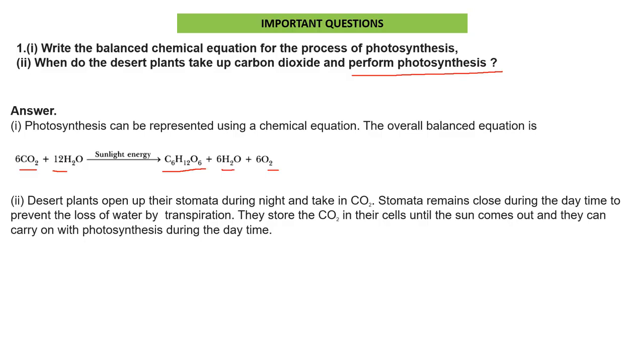Then the next part, when do the desert plants take up carbon dioxide? Usually, we know that to avoid the loss of water by transpiration, the stomata of the desert plant remain closed during the daytime. During the night they open, they take in carbon dioxide, and they store this carbon dioxide until the sun comes out. Then, in the presence of sunlight, carbon dioxide reacts with water and produces glucose.